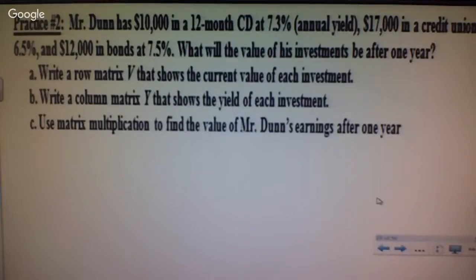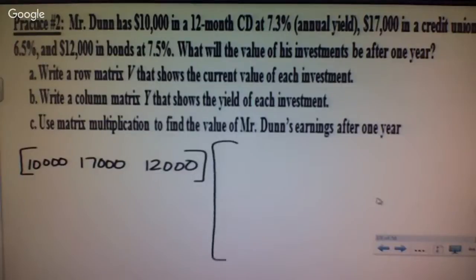So it says, write a row matrix that shows the current value of each investment. So I want my money as a row. What does that look like? How much money is he putting in? 10,000 into the first one. 17,000 into the second one. And 12,000 into the last one. Okay? Write a column matrix that shows the yield of each investment.